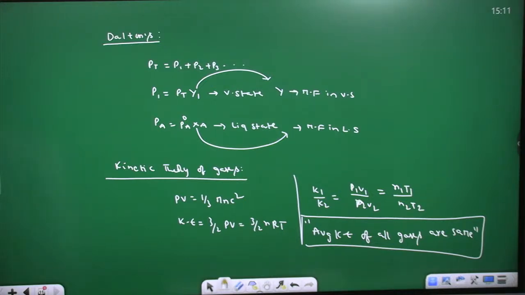Next one, van der Waals equation of state.